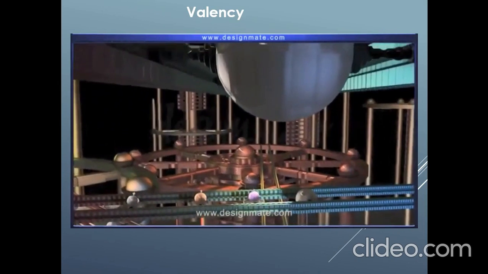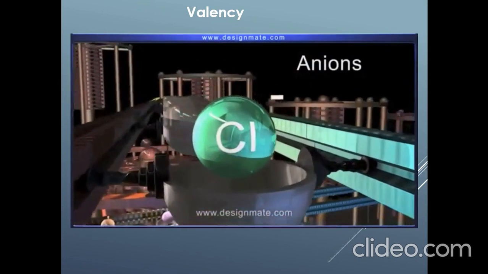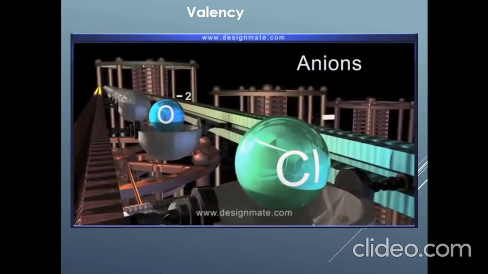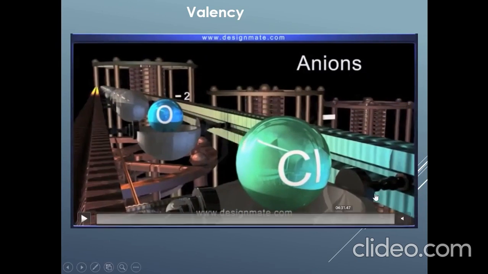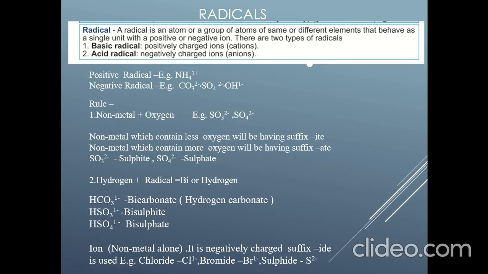The species carrying negative charges are called anions. The examples of anions are Cl-, O2-, etc., showing valencies of -1 and -2, respectively. Moreover, there exists a group. Now let us understand about the radicals. Radicals are a group of atoms of element that behave like a single unit. So it consists of more than one element. Now radicals are further classified into positive and negative radicals.